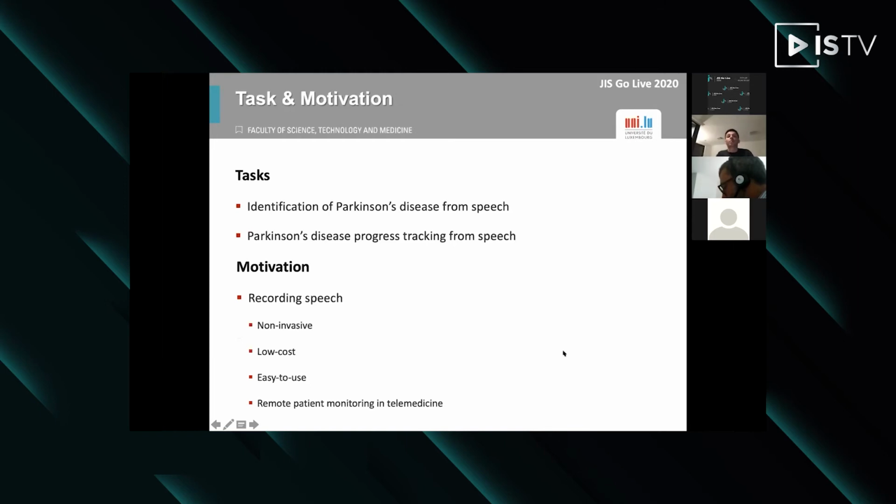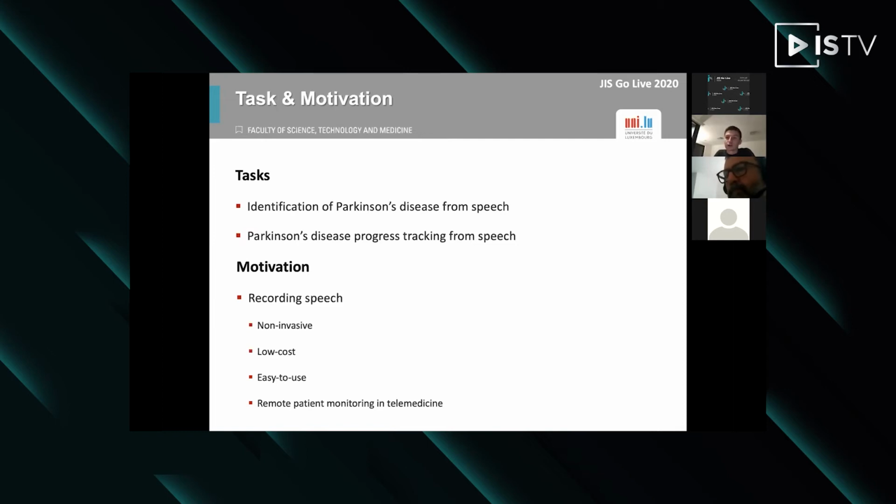So the main tasks that we are dealing with here are the identification of Parkinson's disease from the speech signal, or discrimination between healthy persons and patients based only on their speech, so without any additional medical information. And the second task is tracking the disease progress, again using only speech.